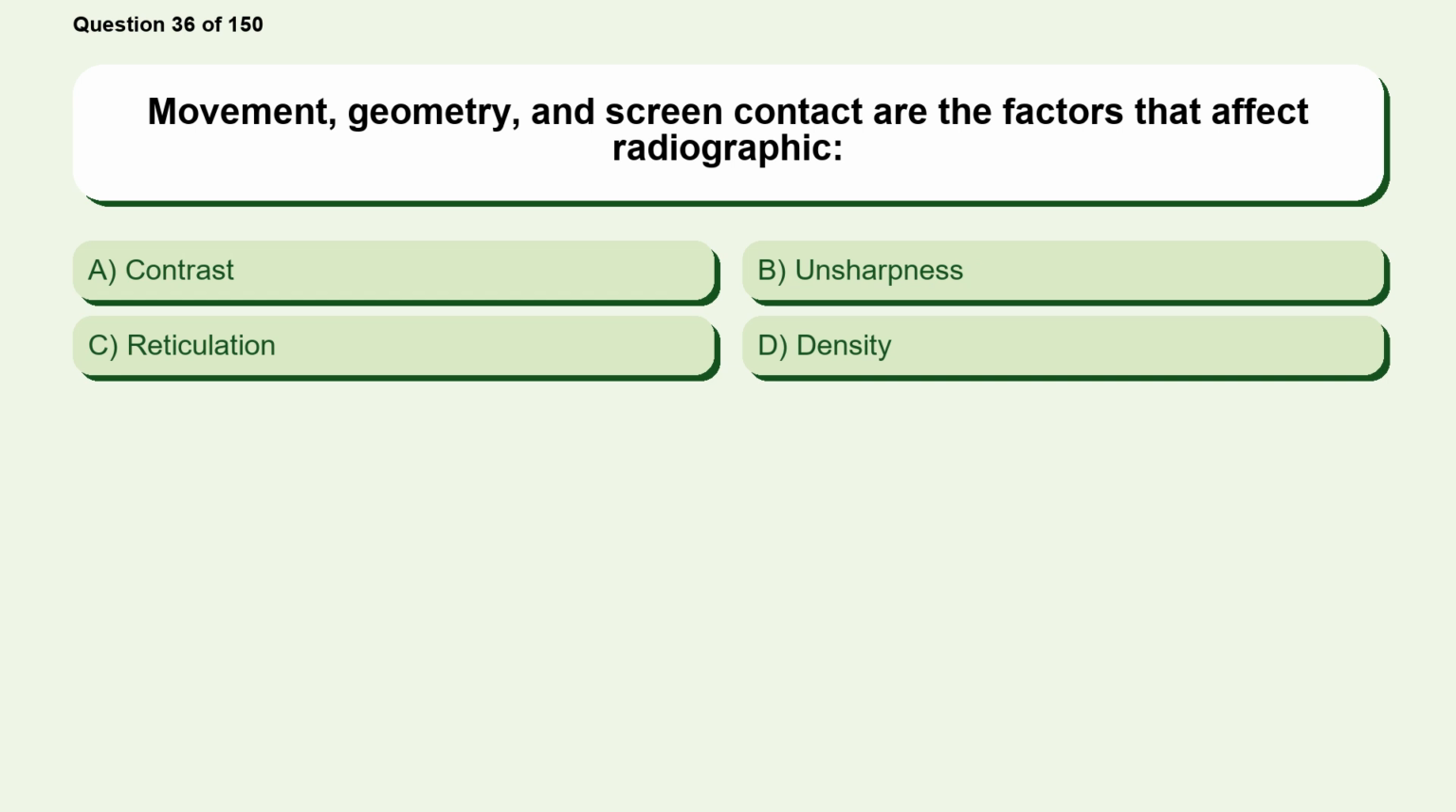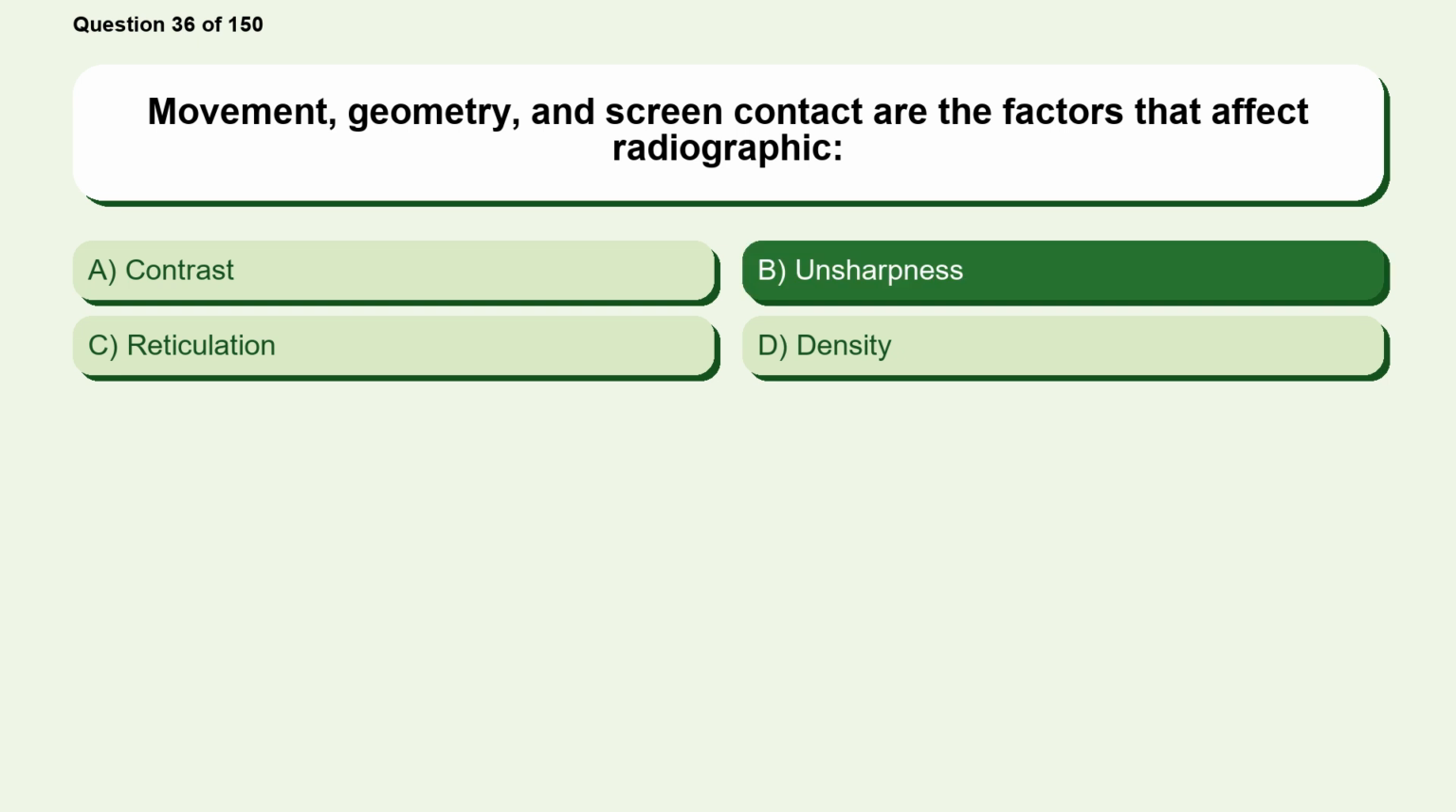Question 36. Movement, geometry, and screen contact are the factors that affect radiographic. Option A, contrast. Option B, unsharpness. Option C, reticulation. Option D, density. The correct answer is option B, unsharpness.